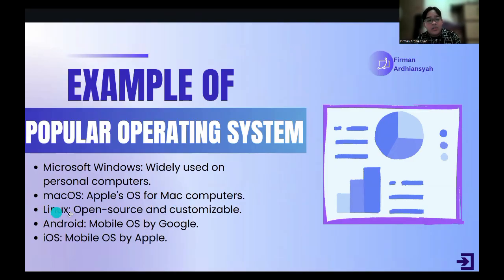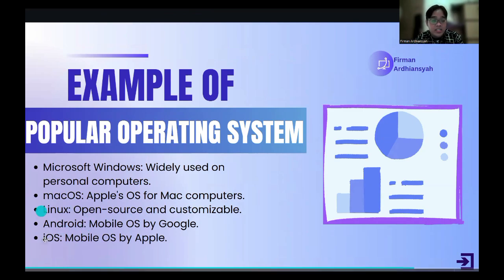And number three, Linux. Linux is open source and customizable. And number four is Android. It's very, very popular. It's a mobile OS by Google. And number five, the last, is iOS. iOS is for iPhone. It's a mobile OS by Apple.